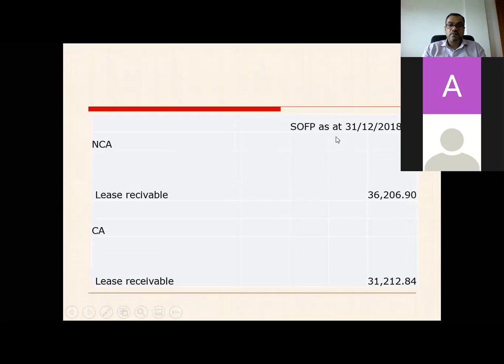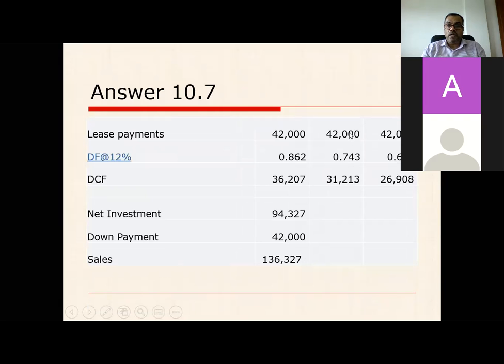In the balance sheet, lease receivable 36,000, current asset 31,000. How do you take the current asset? Your calculation should go to the current asset first. So 42,000 minus next year's interest.